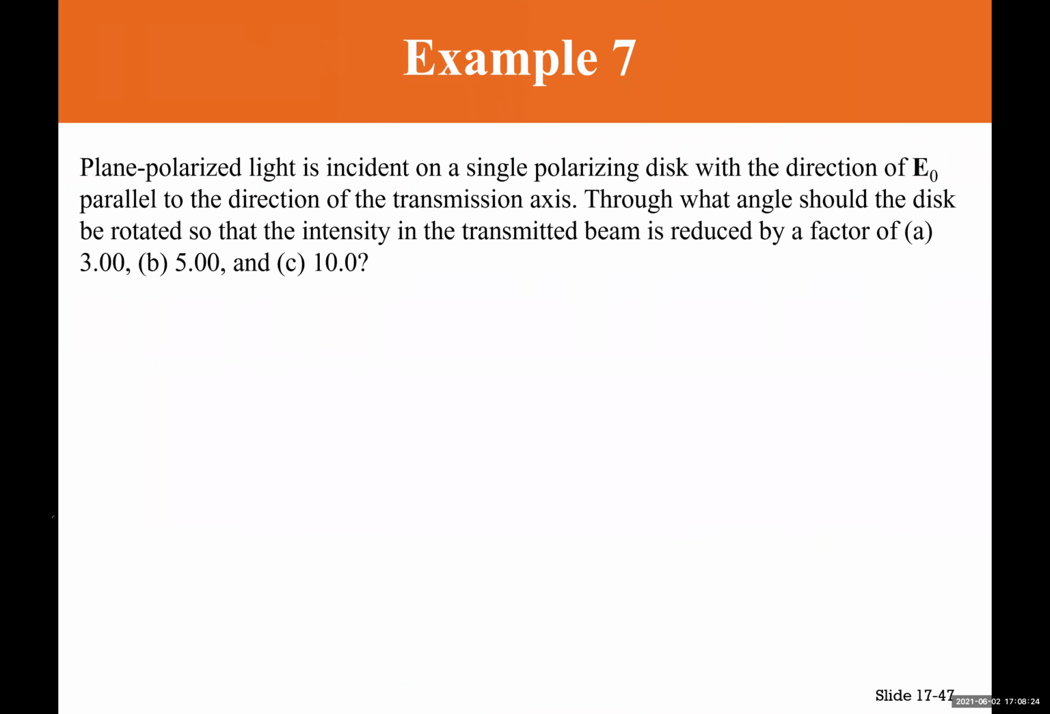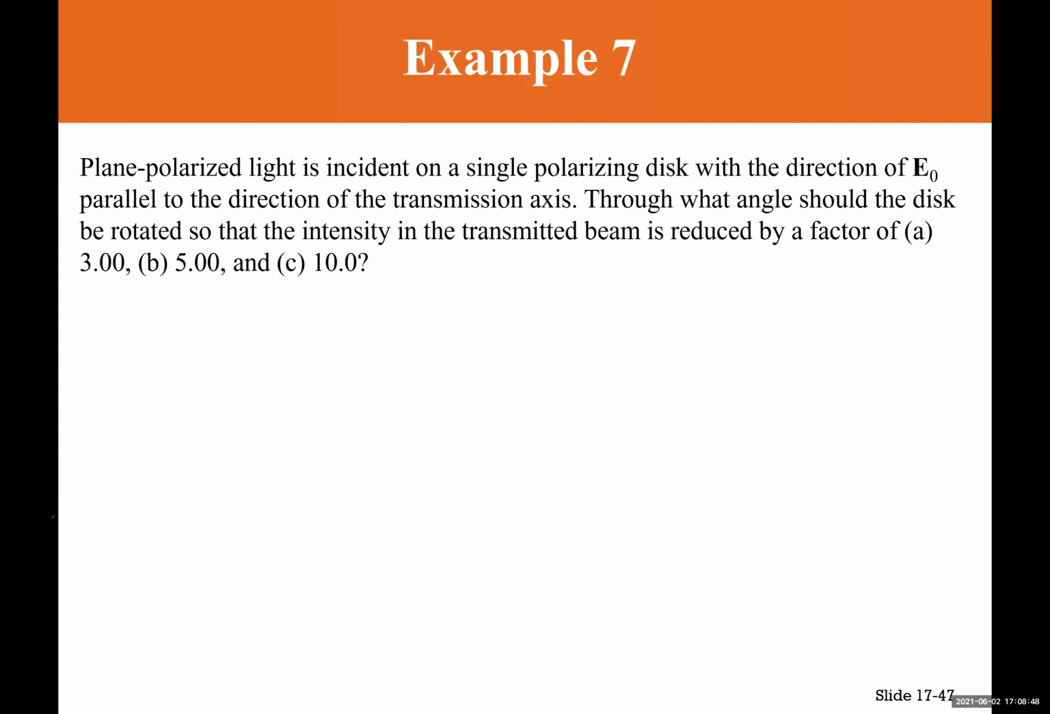All right, so let's look at an example here. A plane polarized light is incident on a single polarizing disk with the direction of E naught parallel to the direction of the transmission axis. Through what angle should the disk be rotated so that the intensity in the transmitted beam is reduced by a factor of 3, 5, and 10? Those are the A, B, and C options.